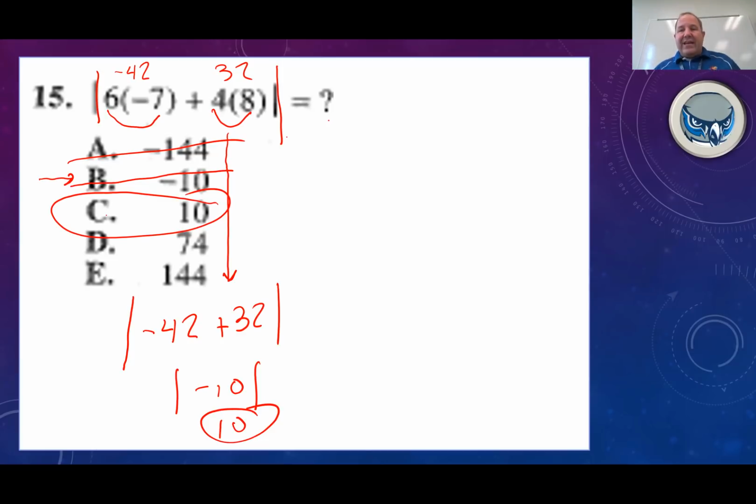Now, how would you use your calculator to get this, right? So on the TI-84 CE and on the TI-84, so any kind of TI-84 calculator, here's a pro tip.